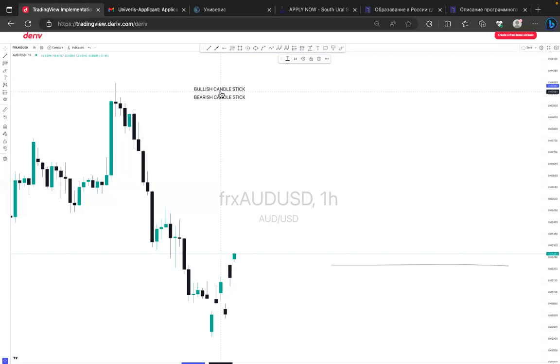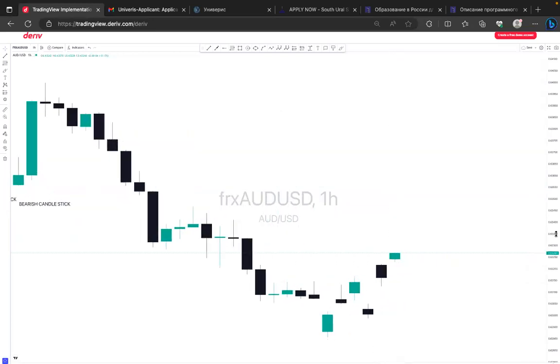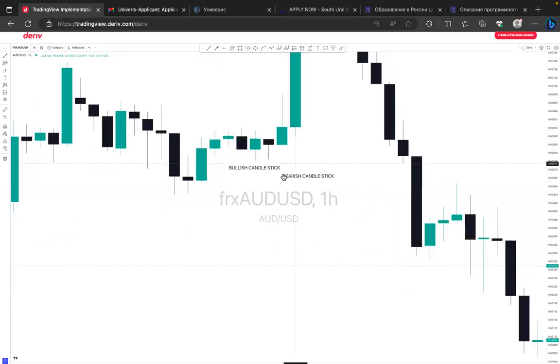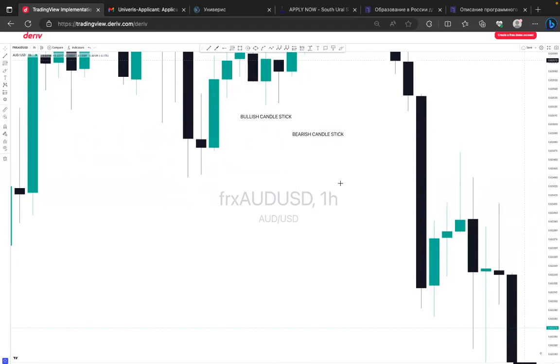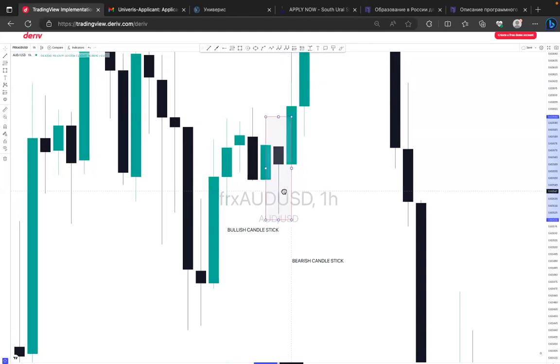Now let me zoom out properly. I want to look for candlesticks that are closer to each other, so we can actually get it. I'm using these two candlesticks. Let me highlight them. These two candlesticks, the green and the black. The green candlestick is called the bullish candlestick, while the black is called the bearish candlestick.